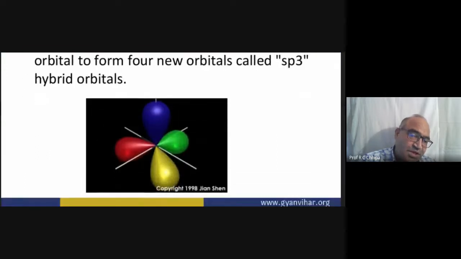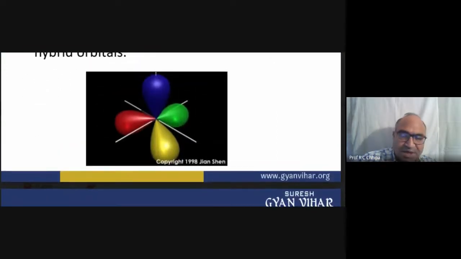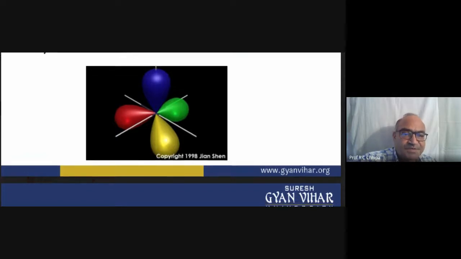So new orbitals are formed through this mixing, and all four hybrid orbitals have the same orientation and the same energy, and those are the sp3.